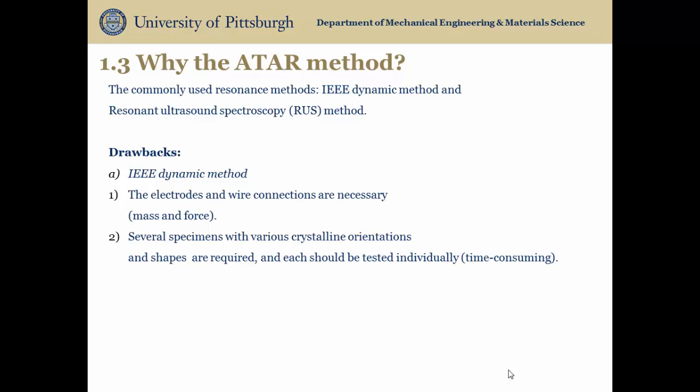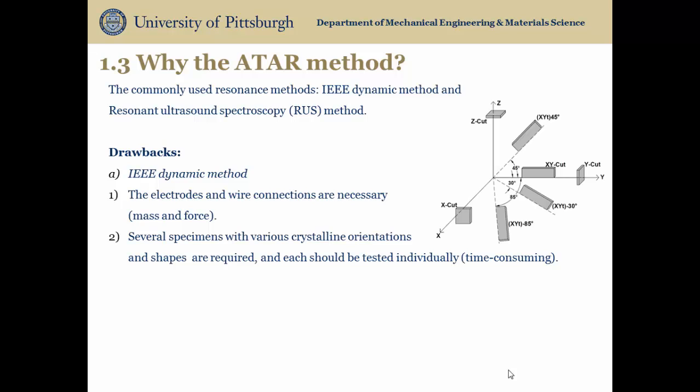Secondly, through this method, many different kinds of samples with different orientations are needed. Actually, at the beginning of this year, we tried this method to determine the elastic constants of CTGS, and here is our design. You can see here, a total of 7 different kinds of samples are needed, and each of them should be tested individually from room temperature to high temperature. So this process is quite time consuming.